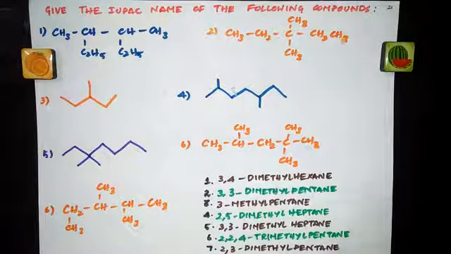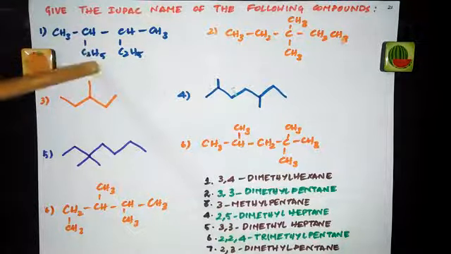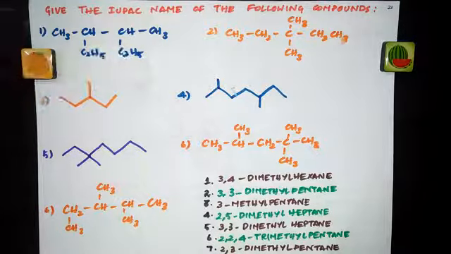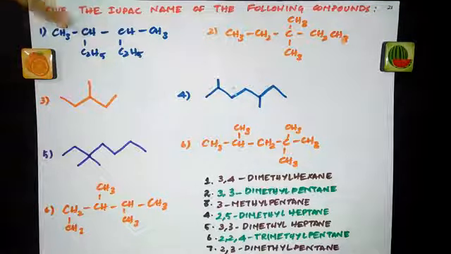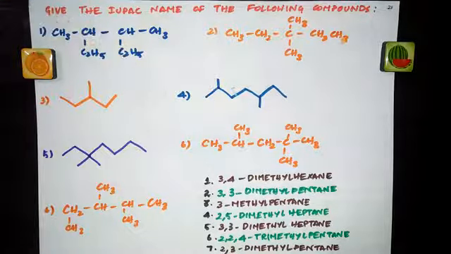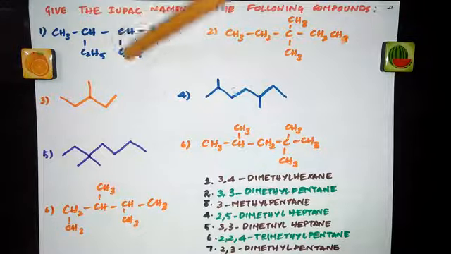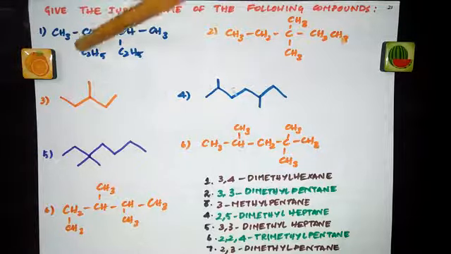So let's try to name these compounds. Look at the first compound, CH3, CH, CH, CH3, and here you have a substituent C2H5, and again you have a substituent here C2H5. Usually what children will do, they'll choose this as the parent chain and treat these two as the substituent. That's not right. See, 1, 2, 3, 4 carbon atoms. When you start from here, you have 1, 2 carbon atoms here. So 1, 2, 3, 4, 5. If you go this way, 1, 2, 3, 4, 5, 6. Now this is the longest chain.